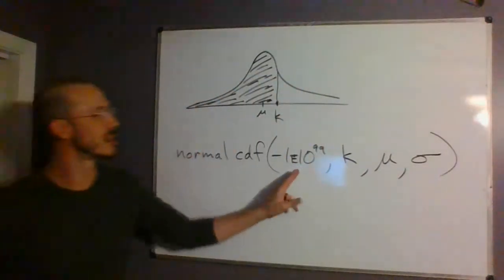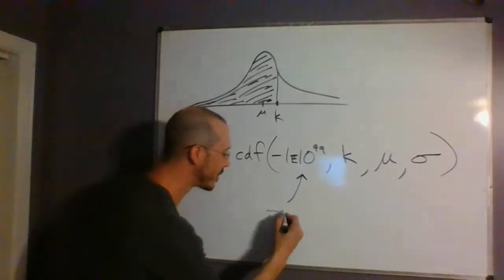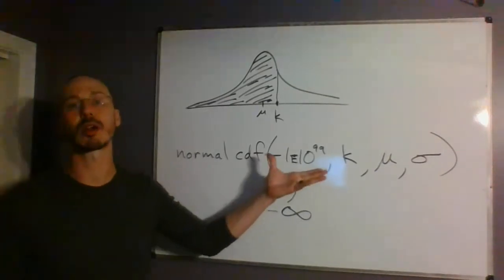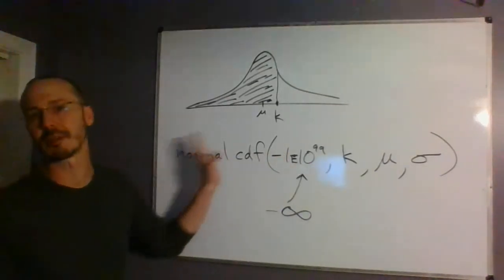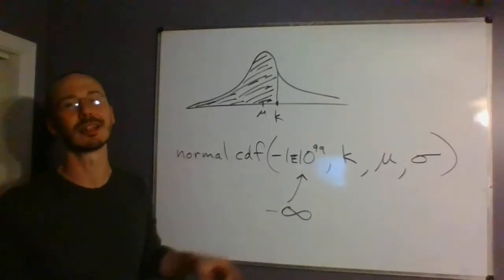This is the computational version of negative infinity. It's not really equal to negative infinity, but it's such a large negative number that for the purposes of the normal cumulative distribution function, it's negative infinity.